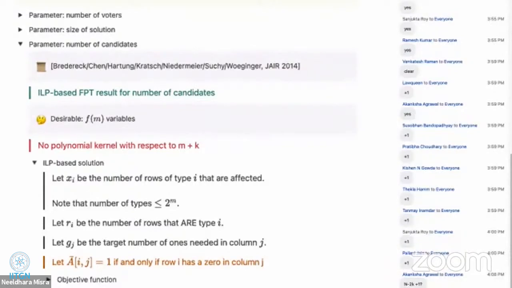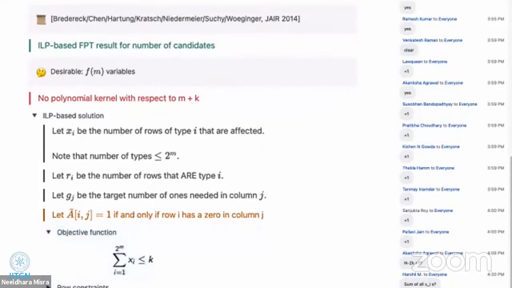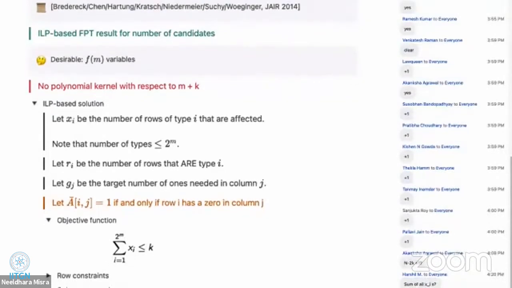So what expression in terms of xi captures the cost of the solution? Yeah, the sum of all xi's, thanks. The sum of all xi's captures the cost of the solution because each xi for each type denotes the number of affected rows. So this is your objective function. And as I said, you could either think of it as minimizing the sum, or you could think of it as a feasibility constraint where you're saying that the sum of the xi should be at most K. Okay, this is subject to what?